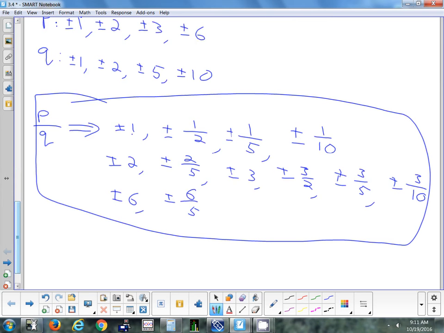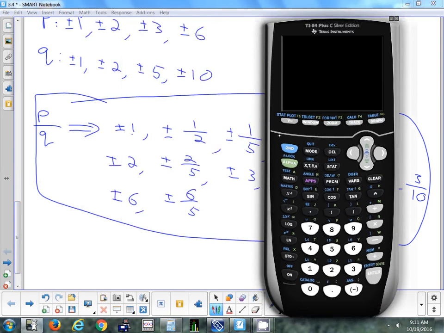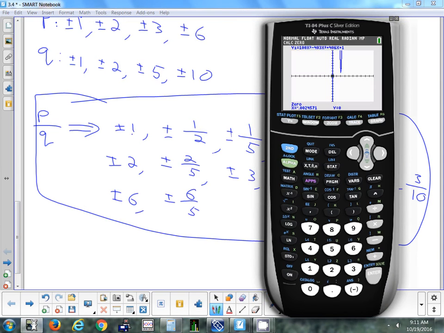Okay, so on the test, the kind of question you're going to see on this, it won't have this many possibilities. But it's going to be in 3 parts. Okay, the first part is to do what we just did: list all the possibilities. The second part is going to be graph it and eliminate the ones that don't make any sense at all. Okay, so we're going to start to narrow down the list a little bit.